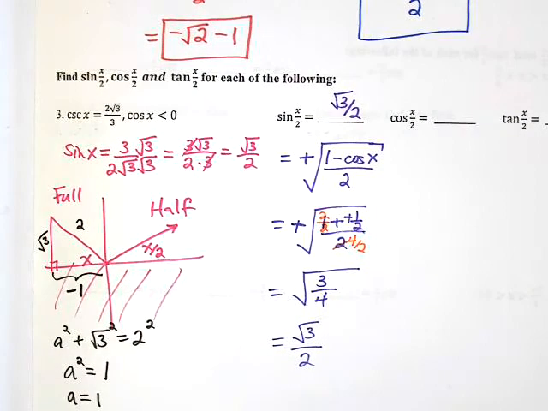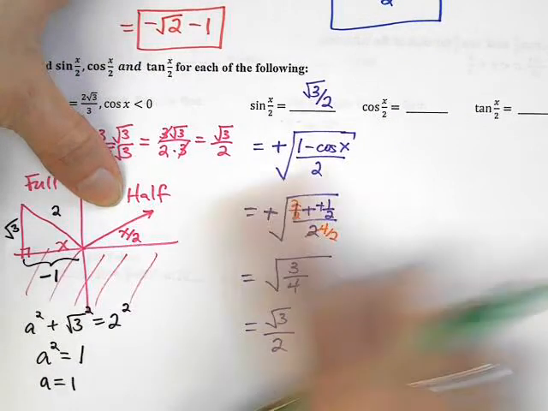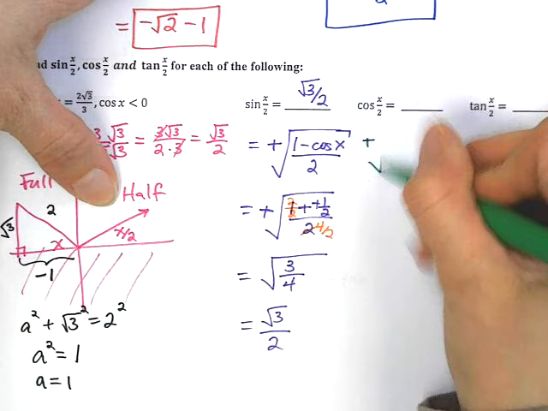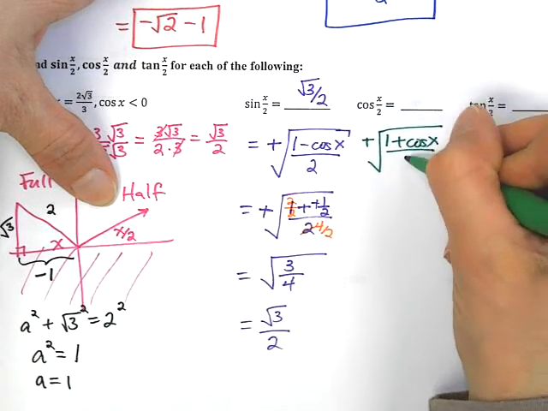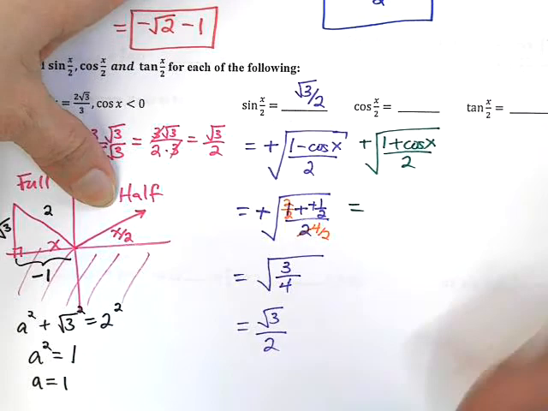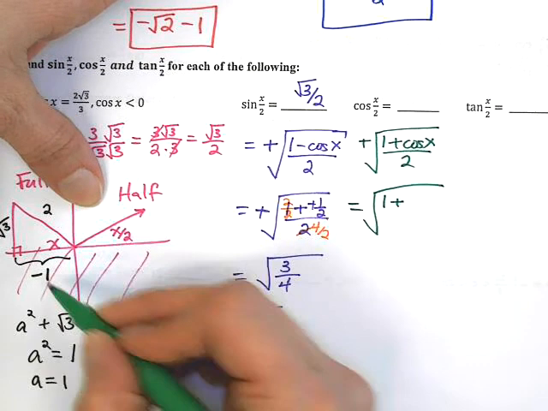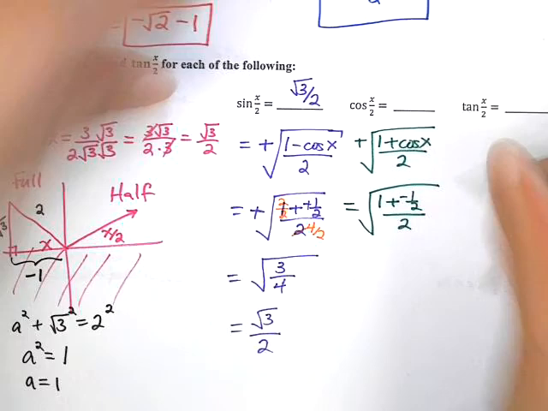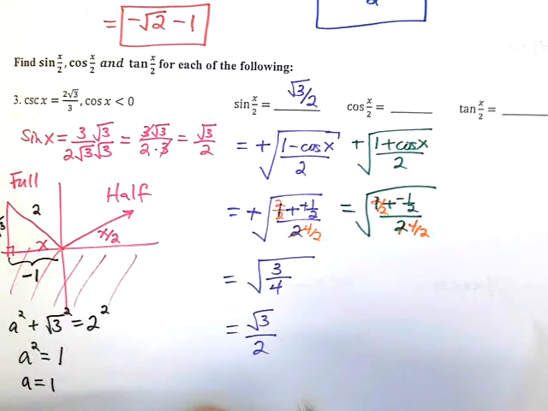All right, let's do a cosine calculation. Looking at the picture, should I pick plus or minus for cosine? It's in quadrant 1. I'll pick the positive sign. And the cosine formula is 1 plus cosine of the full angle x over 2. Similar numbers, just a slight difference, right? We have 1 plus the cosine of full angle x, which is -1/2, all over 2. Let's make common denominators of 2, 2, 4, and 2.